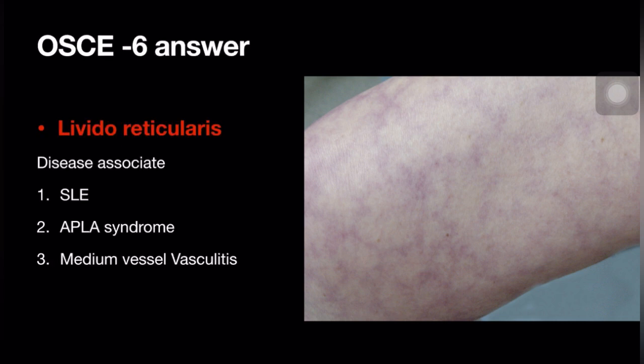Then OSCE 6, identify the sign and name two conditions associated. This is livedo reticularis. Associated conditions are SLE, APLA, and medium vessel vasculitis. In APLA syndrome, you have to remember Sneddon syndrome. That is APLA with stroke: APLA, livedo reticularis, and stroke.